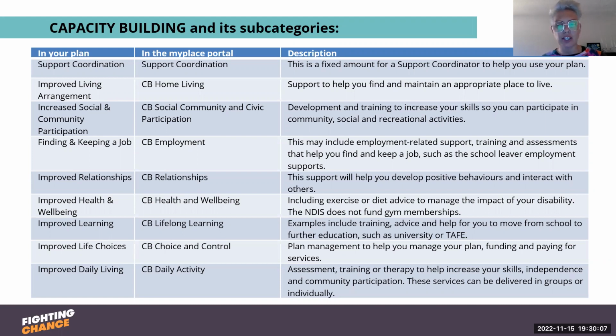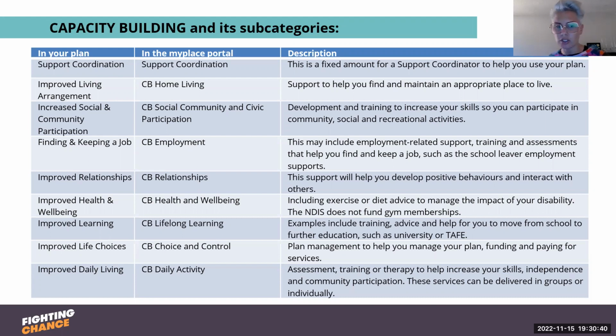CB lifelong learning, so that includes training and advice to help you move from school to further education, such as uni or TAFE. Now, this doesn't include any of the supports that uni or TAFE fund, but this is more disability specific training or mentor support that can help you with that transition.